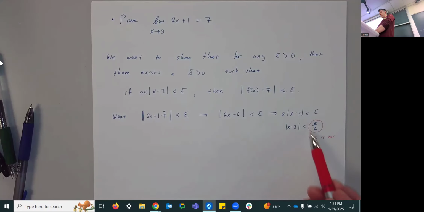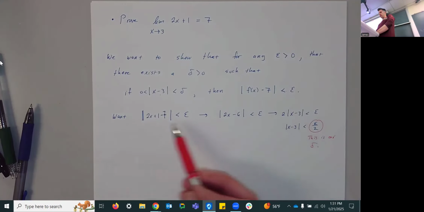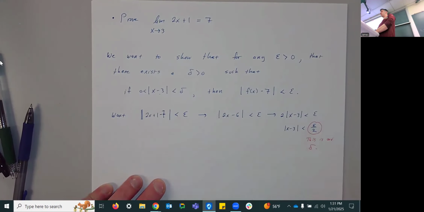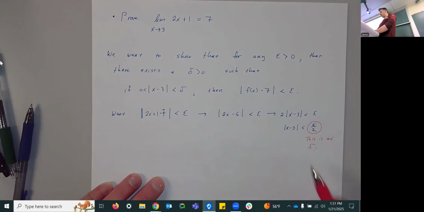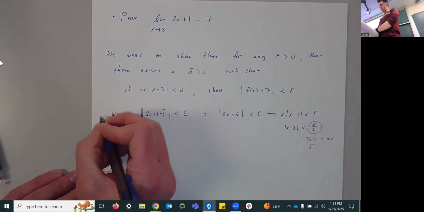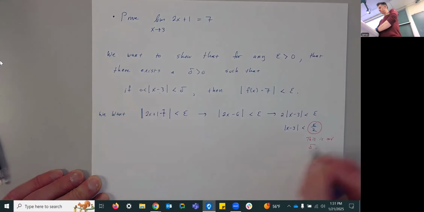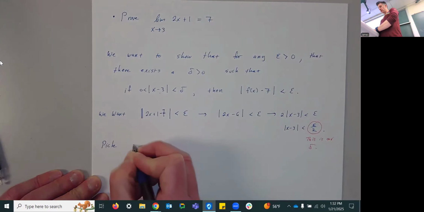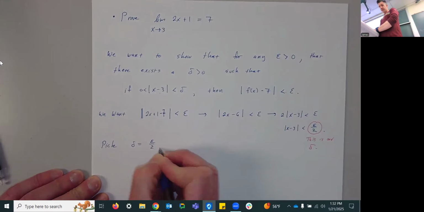Which is right where we got to right here, right? We said, oh yeah, we just did some algebra, we simplified that, we factored out the 2, we divided by 2, and we're getting that the absolute value of x minus 3 is less than epsilon divided by 2. So then here's the words I like to write. I probably should have written we want, but okay, fine. So here's what we do. We pick or choose delta equal to epsilon over 2.